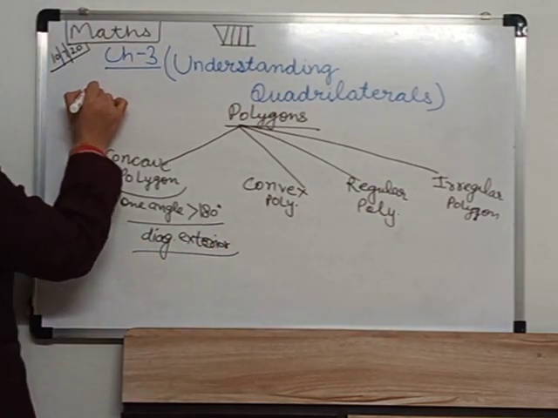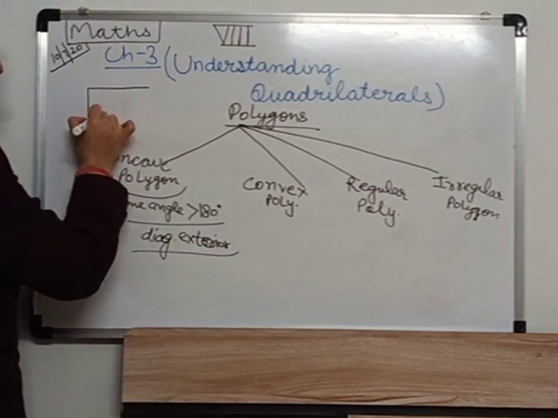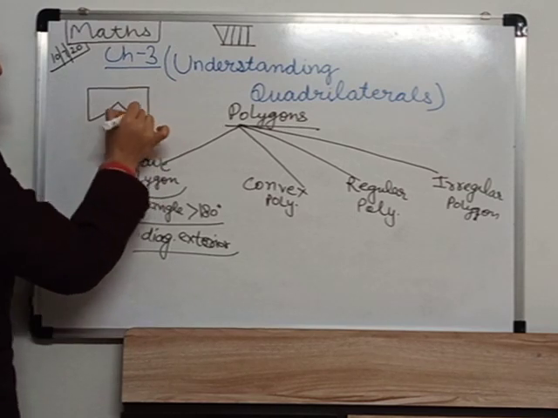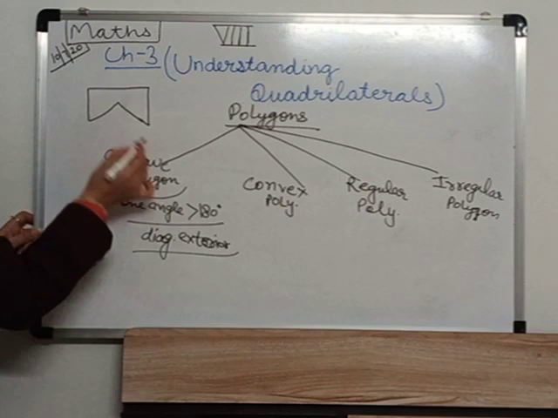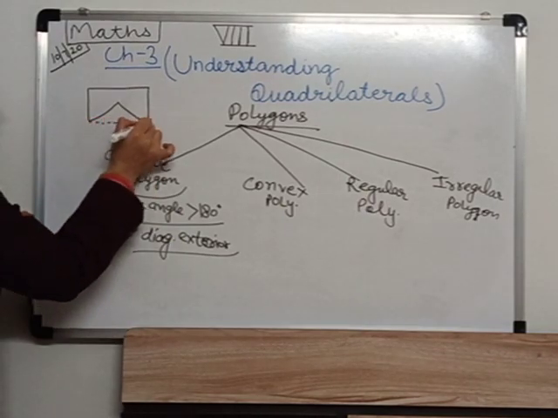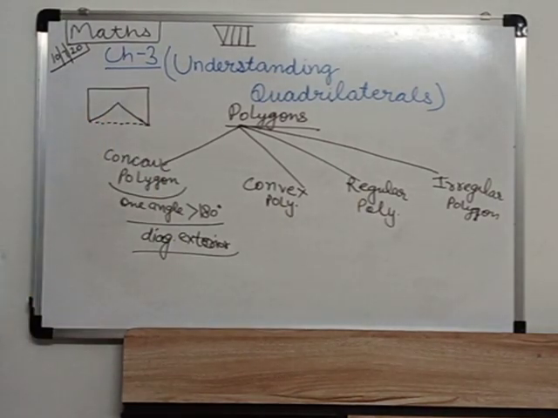For example, see this figure. In this, the diagonal is made outside this figure. So this is a concave polygon.